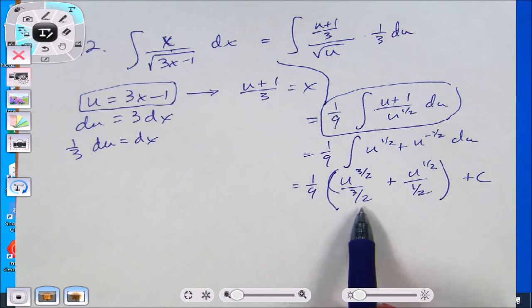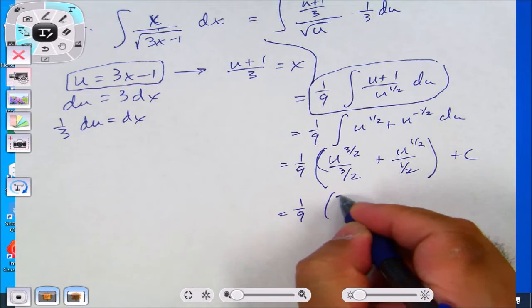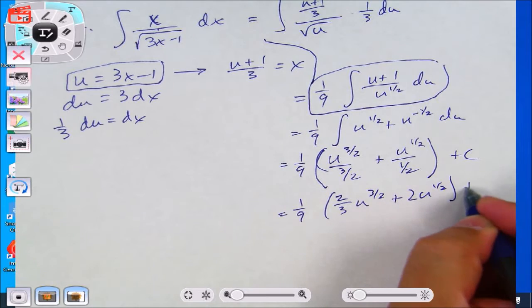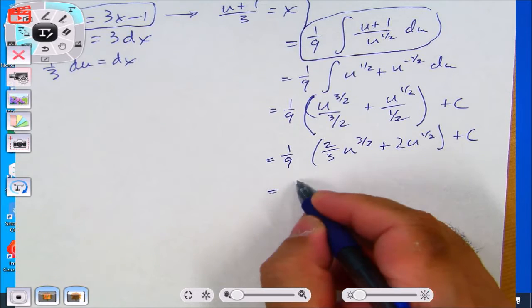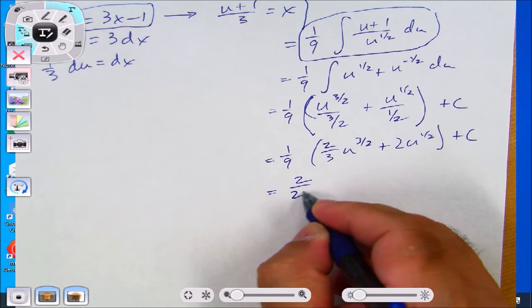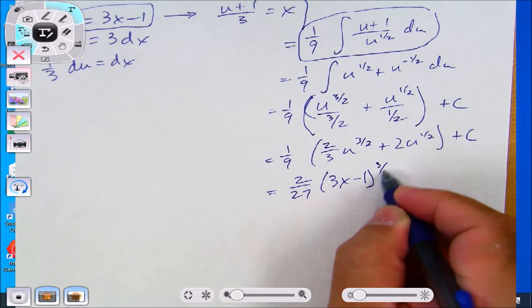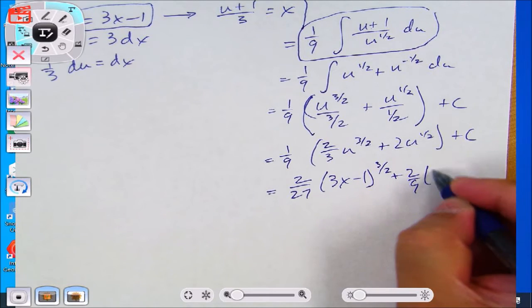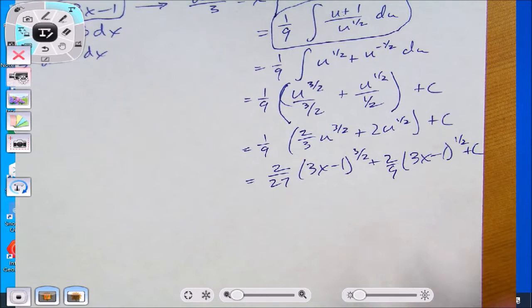Alright, someone asked for me to continue. So let's clean that up some more. So that's 2/3 u to the 3/2 plus 2u to the half plus c. I'm going to distribute the 1/9. So that'd be 2/27 times u, where u is 3x minus 1, plus 2/9 times u, where u is 3x minus 1. So that's it. That's it?